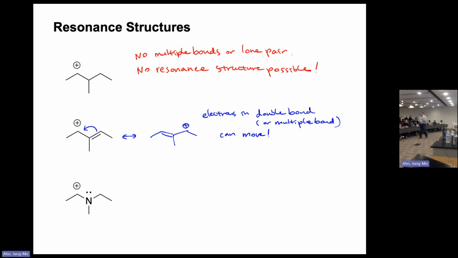That lone pair of nitrogen can come in between the carbon and nitrogen and make a double bond. That makes the nitrogen positively charged. If you're not sure which one gets charged and which one doesn't, then you probably need to use the formal charge formula that we talked about last class to figure it out. But anyway, it can make resonance structures because the nitrogen has a lone pair. So it's not just double bonds and triple bonds, it's also other heteroatoms with lone pairs.